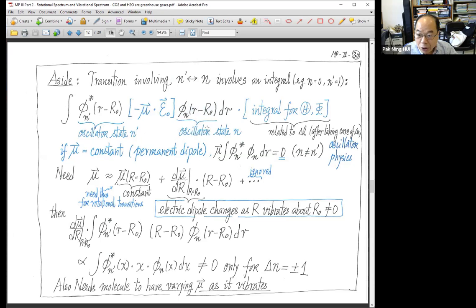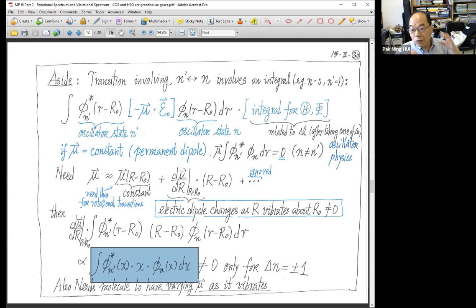So in order to induce this transition, you need this term not to be zero. This term not to be zero means you need this not to be zero for the molecule. As the molecule vibrates, the dipole moment changes, okay? If this is not zero, that will come out. You pick up this difference, you have this in the middle. Once upon a time, in problem set number 2, you have done this. This is non-zero. Delta n is plus minus 1, right?